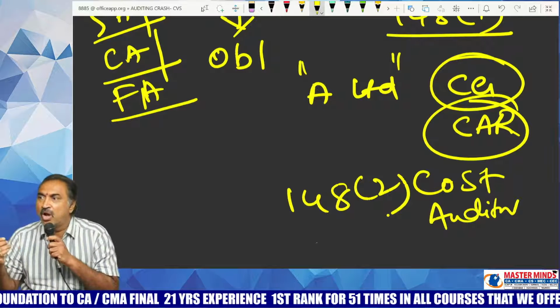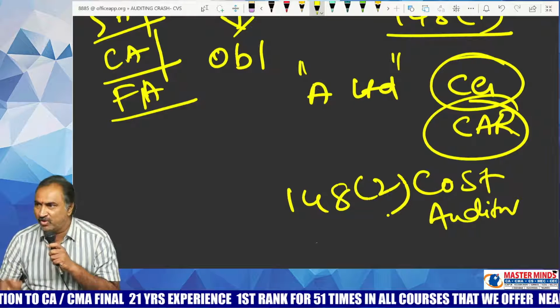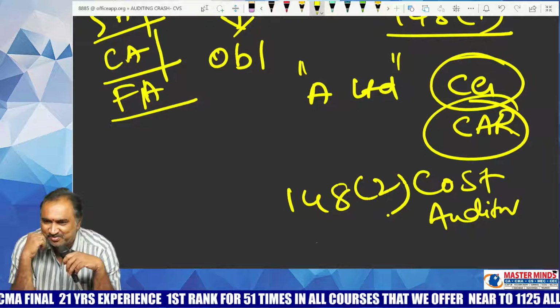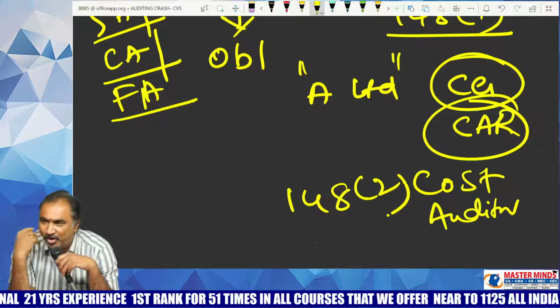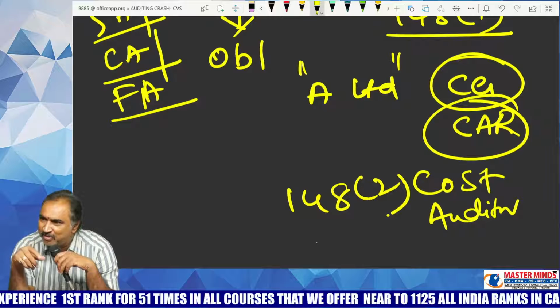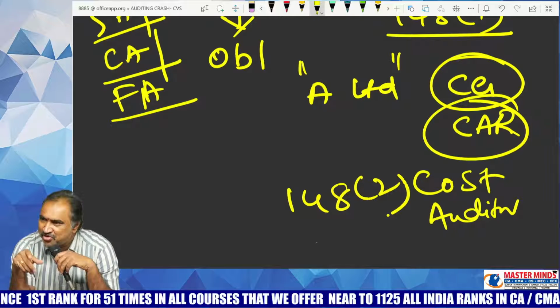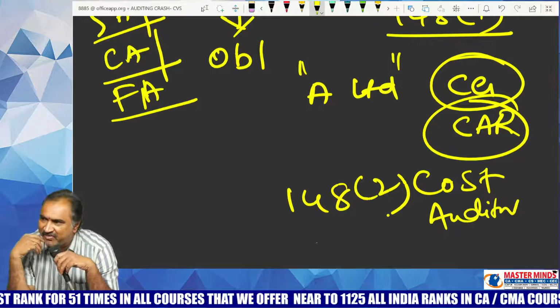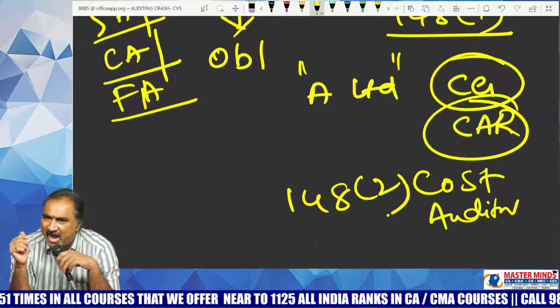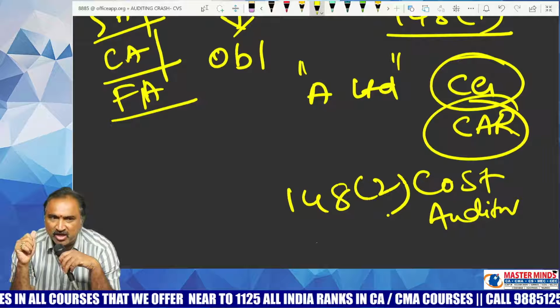Now I want to ask you one more question. You were appointed as the cost auditor of a company, not as the financial auditor. You have been appointed as the cost auditor of the company. During the course of performance of his audit, the cost auditor wants to have an access to the financial records maintained by the company. Now, should the company provide access of financial records to the cost auditor?